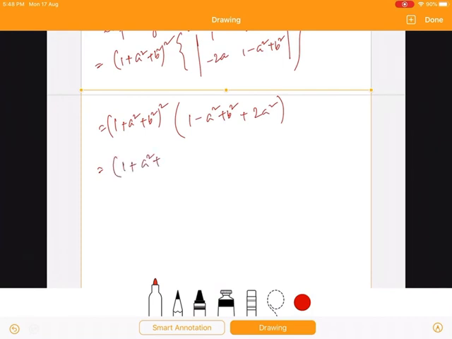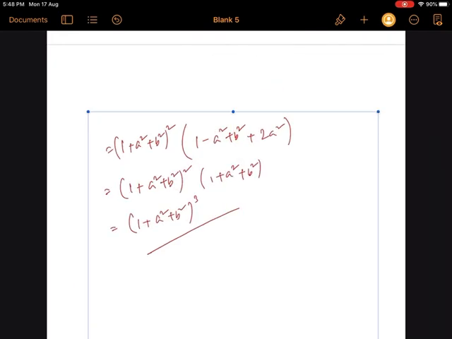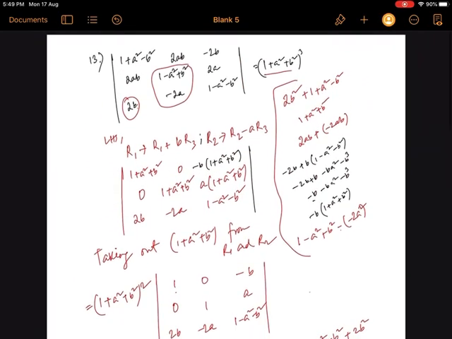So we get 1 plus A square plus B square whole square. And this one is what? 2A square plus A square. So 1 plus A square plus B square. So the answer is 1 plus A square plus B square whole cube. Okay. Yes, sir. So that's my question number 13.